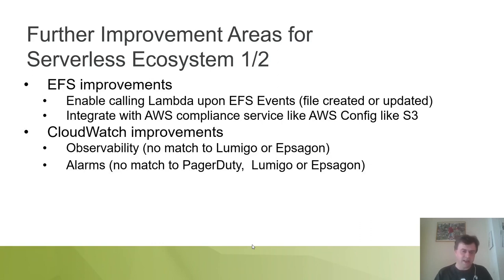Currently, you have the language where you can search in CloudWatch. You now have embedded metrics, where you can send your metrics asynchronously in a specific format to CloudWatch. But in the area of observability and alarms, software as a service tools offer much more than CloudWatch. It's not clear to me if CloudWatch will try to close this gap, because all these companies, Lumigo, Epsagon, are working closely with AWS.